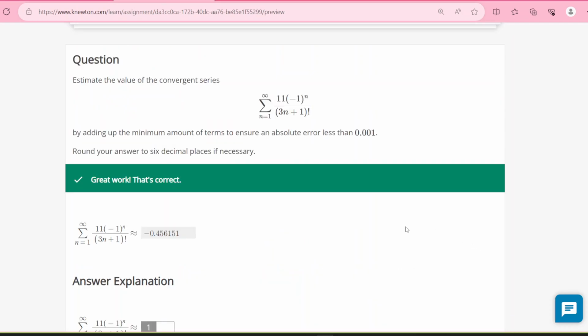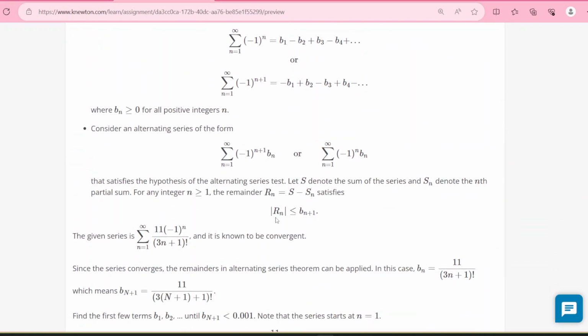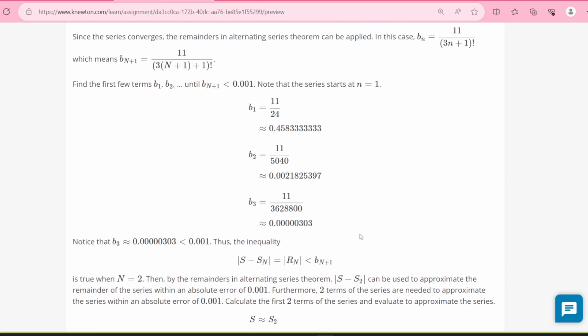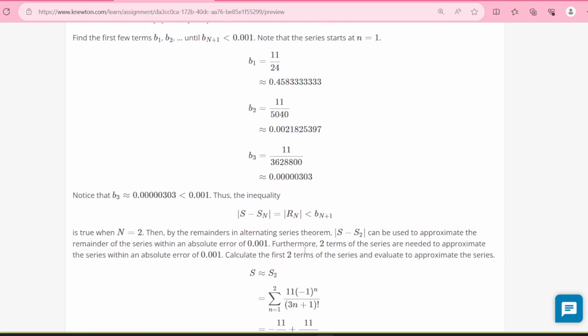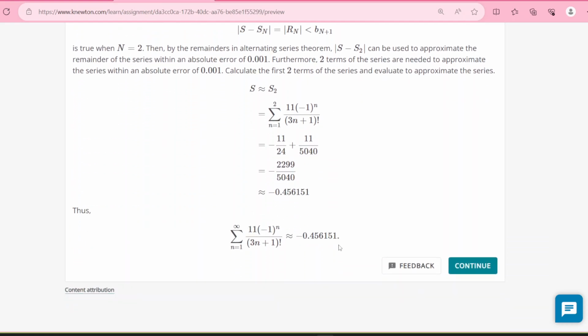Great. Again, they'll run you through the error thing. The absolute value of our error after adding n terms should be less than the absolute value of the next term that gets added on. And yeah, that's going to happen from 2 onward, right? So S2 was all we needed to get an approximation within the desired level of accuracy.